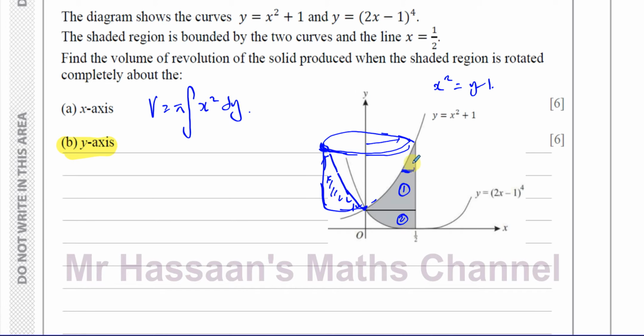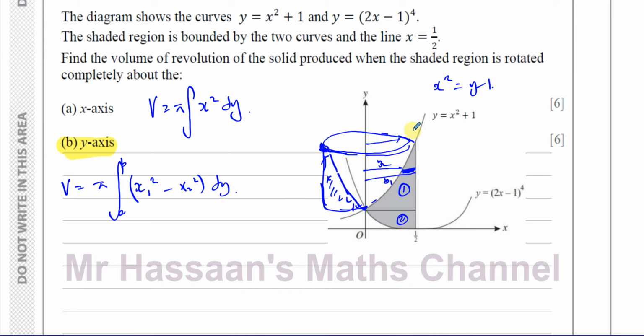Now, as I mentioned, we could do this in two ways. I'm going to do it the way where we just do it in one go. I'll take the outer radius, which will be that, and the inner radius, which will be this. So the outer radius is like x1 here, and the inner radius is x2. So the volume is equal to pi times the integral between the two points that we take as our limits of x1 squared minus x2 squared dy. So I need the equations in terms of x.